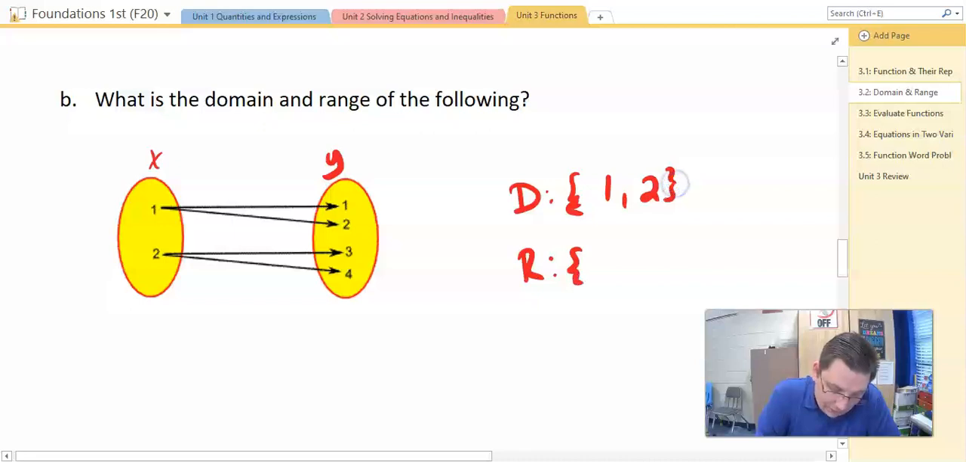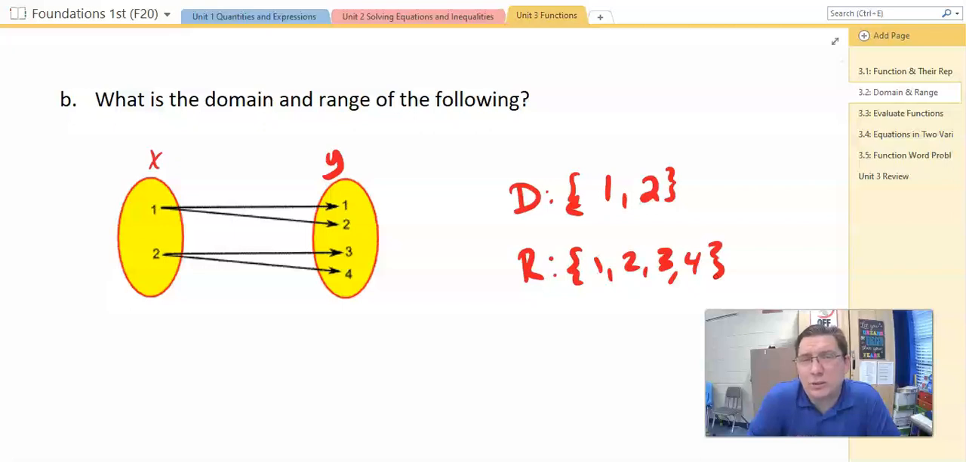And for the range, 1, 2, 3, and 4. That's it. Again, when we're looking at ordered pairs, a table, or a mapping diagram, we're just looking at the values that have been given to us. We're not going to add anything. We're not going to take anything off of those lists. We're going to use what we're given and just not repeat any values that happen to be repeated inside each of the individual ones.